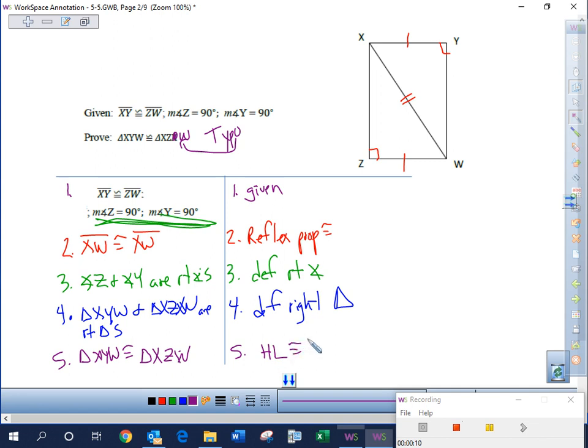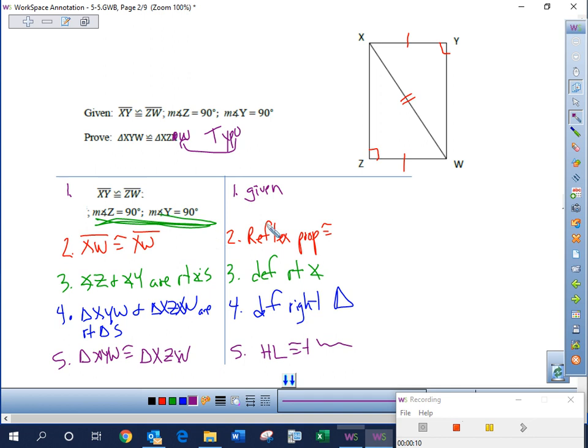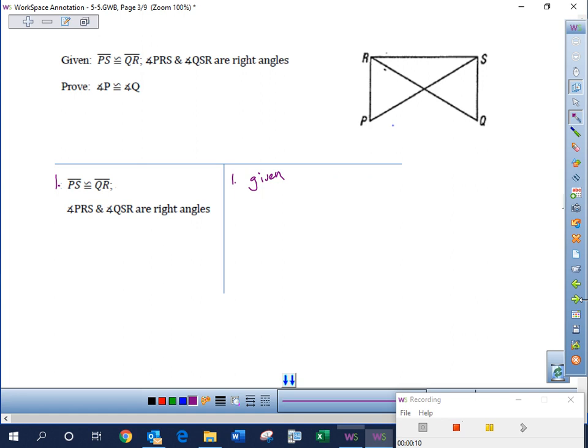Hypotenuse leg congruence theorem. So, to recap, this one only had 5 steps compared to the last one that had 6 steps, because they didn't give me the 90 degrees on the first problem, they gave me perpendicular, so I had to use its definition. Here I could sneak away from that because I went straight from the 90 since they gave it to me. So let's try another one of those.